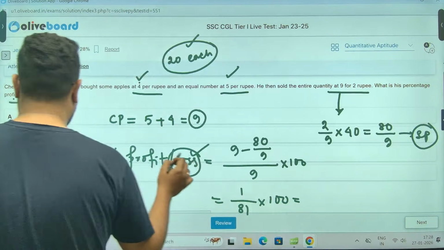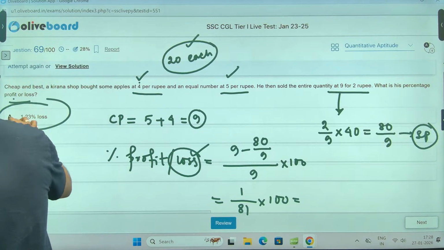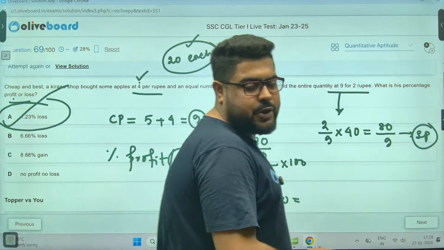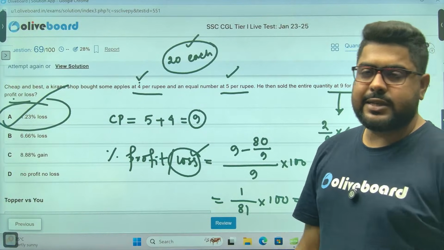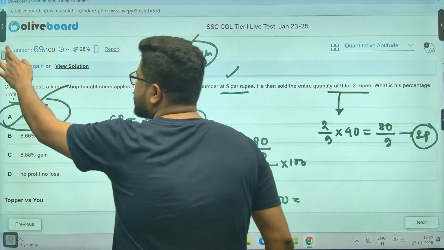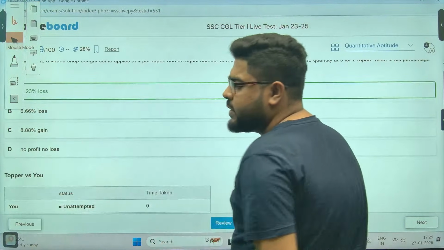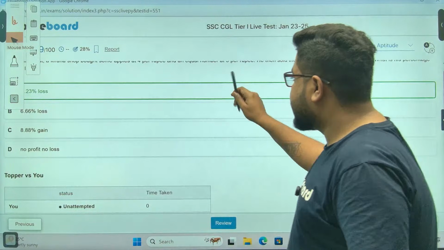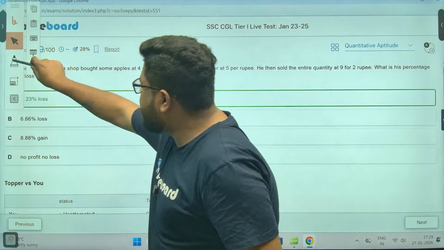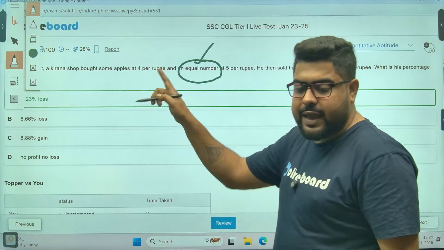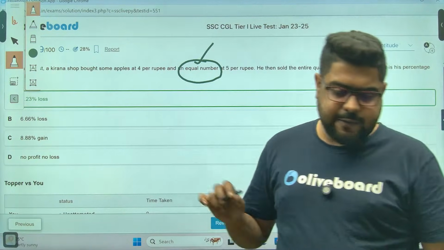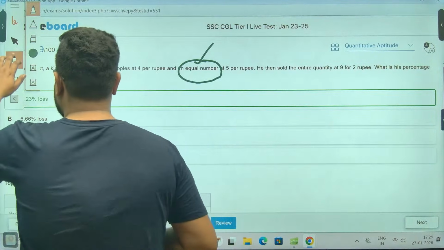It is 1 point some percentage. Sir, I don't need to do the calculation because there is only one option which is having 1 point some percentage. So definitely that has to be my answer. Now again, the key point here was this equal number. That's why we could have taken 20. Clear, everyone? Clear, sir? Moving on.